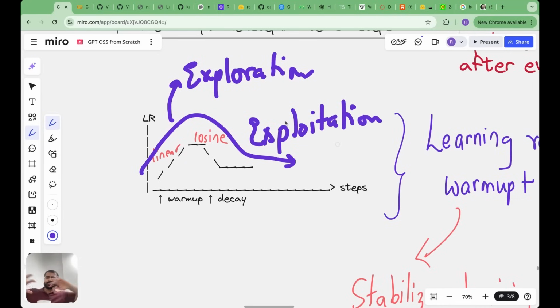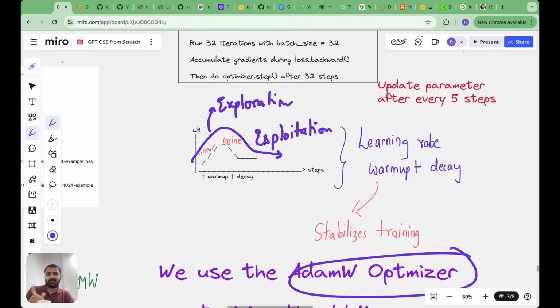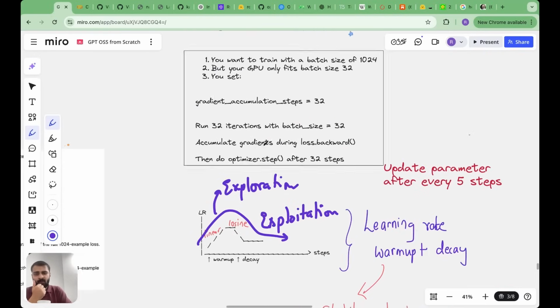So instead of a constant learning rate, it's good to ramp up the learning rate, stabilize it, and then slightly go on decreasing towards the end. That's the learning rate schedule which we are going to use.